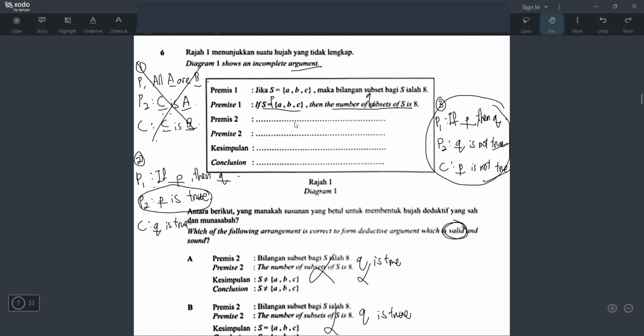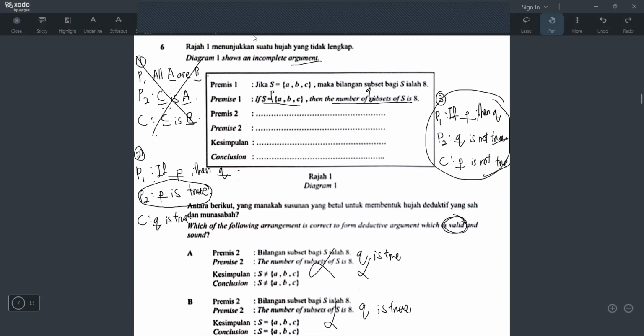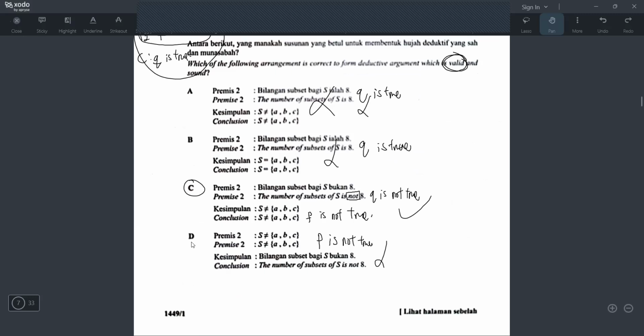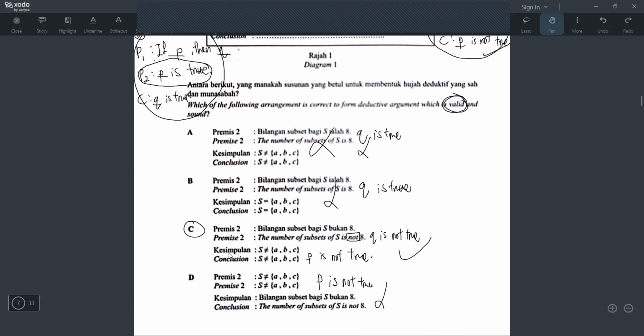So I repeat one more time. There's only two possibilities for this question. It's either you follow the type 2 format, or the type 3 format. If you want to follow the type 2 format, you have to mention P is true in your premise 2, and then for conclusion, Q is true. But in all the options here, they didn't mention P first. They only mentioned P in option D, but D is wrong because they never mentioned P is true. They mentioned P is not true.